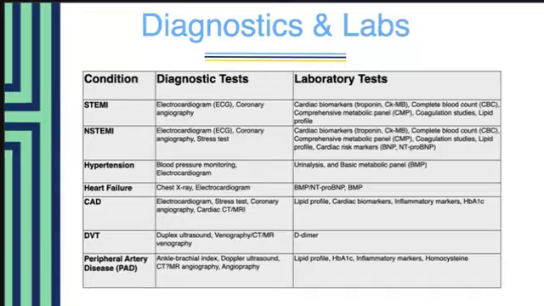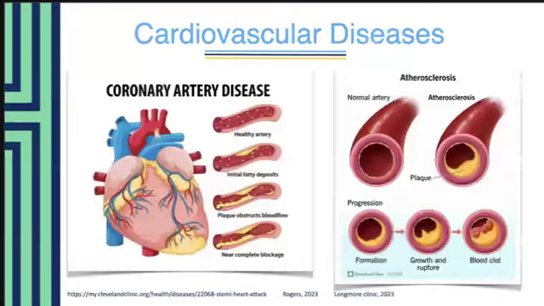PAD, you might see ankle brachial index, so ABIs, the Doppler ultrasounds of leg arteries, a CT angio or MR angiography can help. And then your lab tests are always the lipid profile, screening for diabetes, inflammatory markers. Again, we just want to make sure that we're looking at these tests. They can help with the diagnostics and just the identifying or even ruling out certain disease processes.